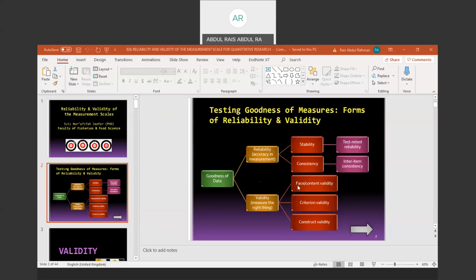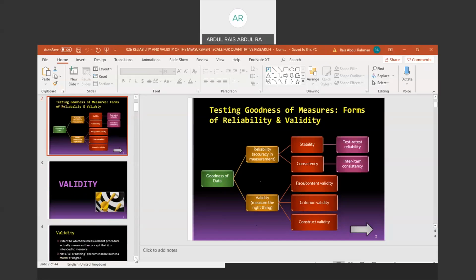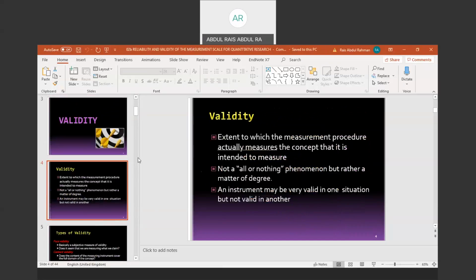Di sini dia ada face validity, content validity, criterion validity, dan juga construct validity. First we're going to look at what validity is. Validity is the measurement procedure in which you actually measure the concept that is intended to be measured. It is not an all or nothing phenomenon; rather, an instrument may be valid in one situation but may not be valid in another.